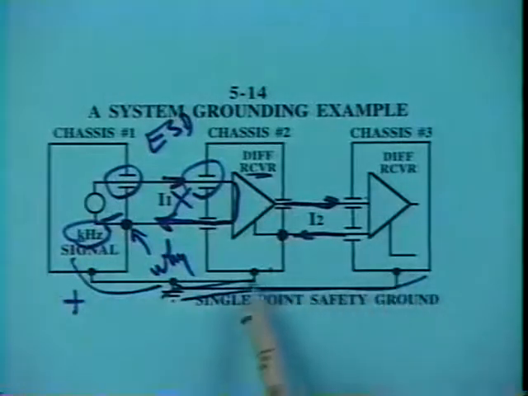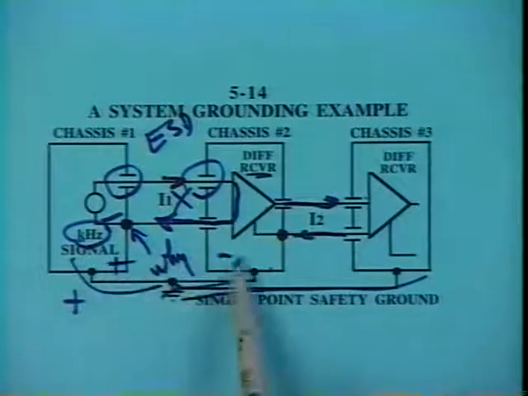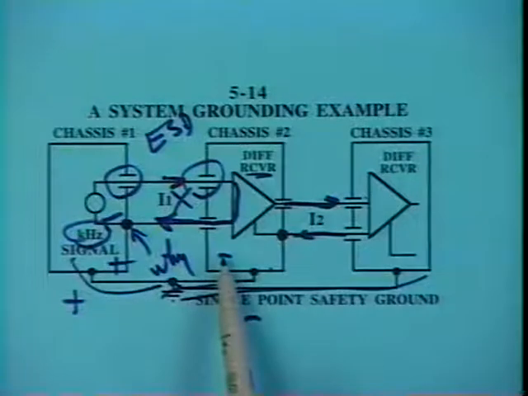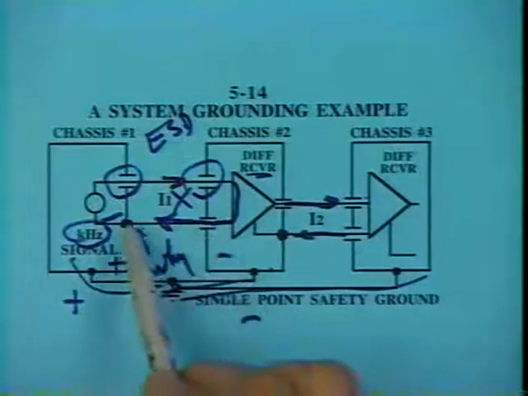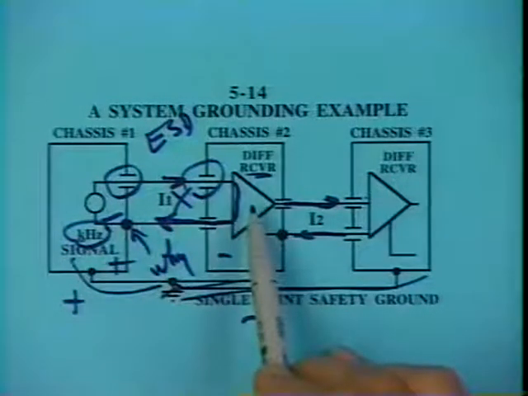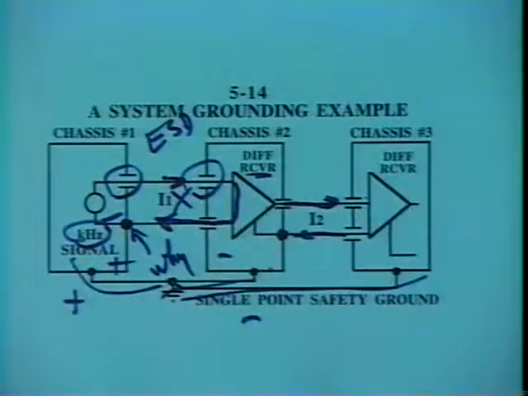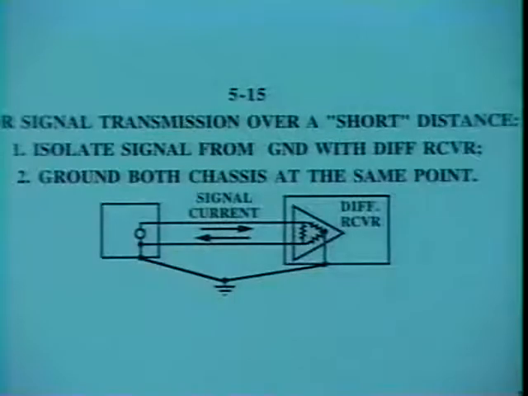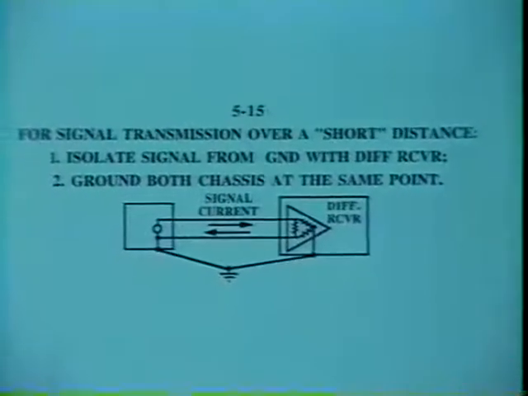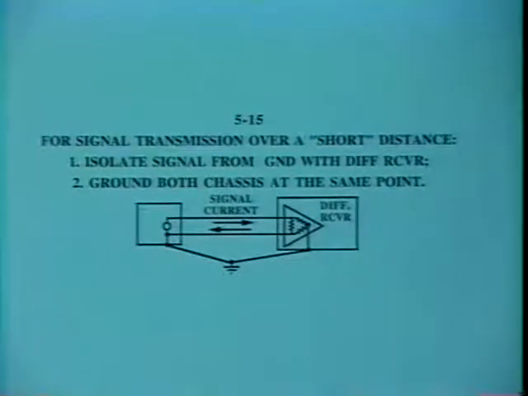But by tying all three safety grounding conductors to the same point, we can minimize the voltage difference between the chassis. That minimizes the common node voltage applied to the differential input. And that will help reduce the noise in that circuit. All right, let's take a look now at signal transmission over two different situations.